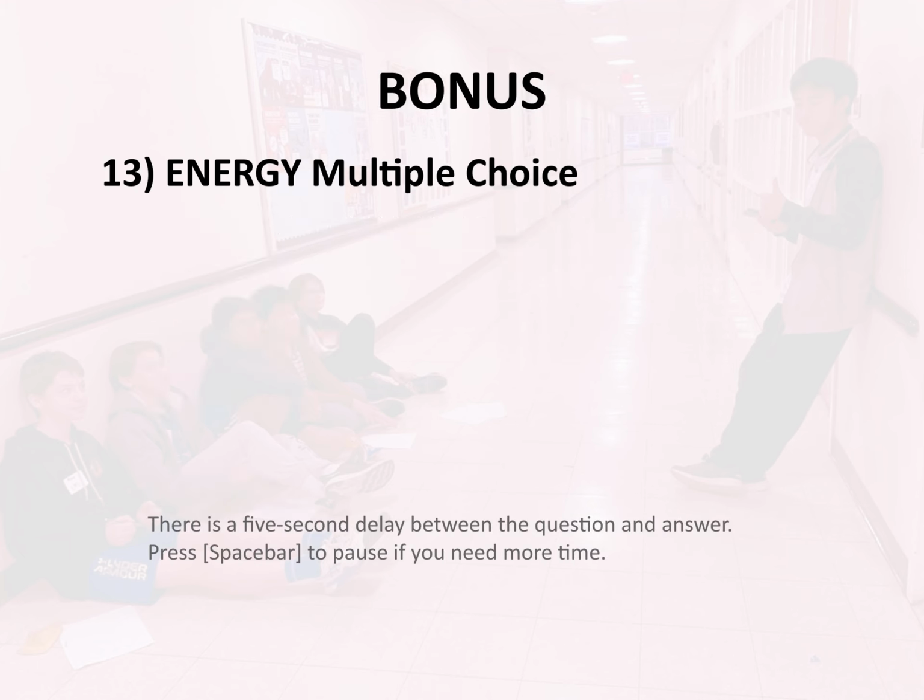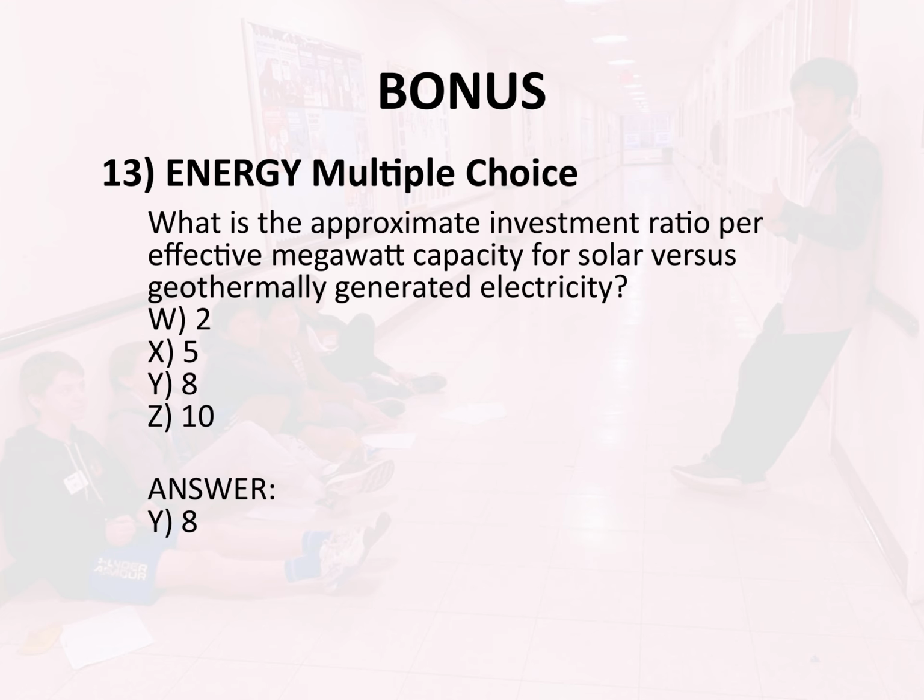Bonus 13. Energy. Multiple choice. What is the approximate investment ratio per effective megawatt capacity for solar versus geothermally generated electricity? W. 2, X. 5, Y. 8, Z. 10. Answer: Y. 8.